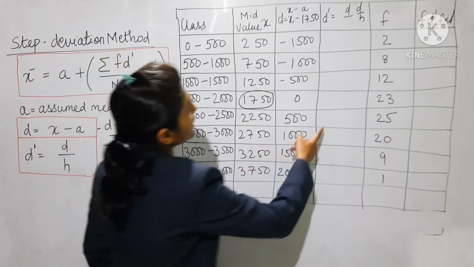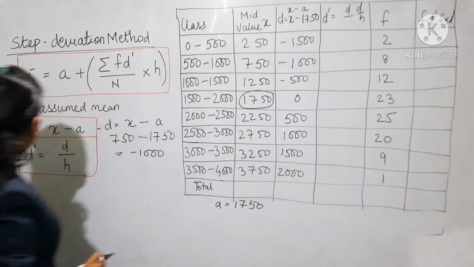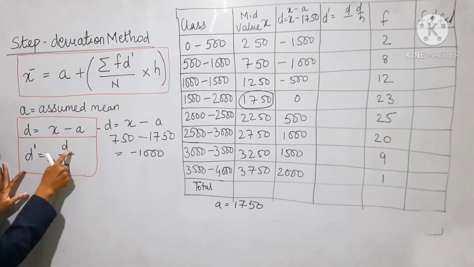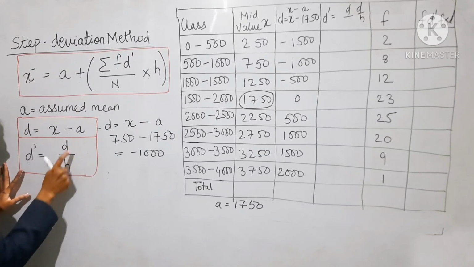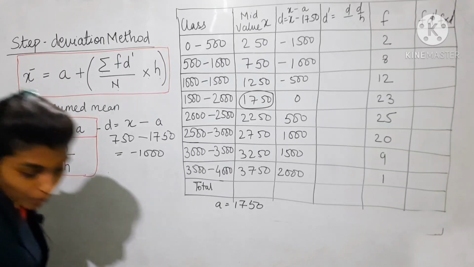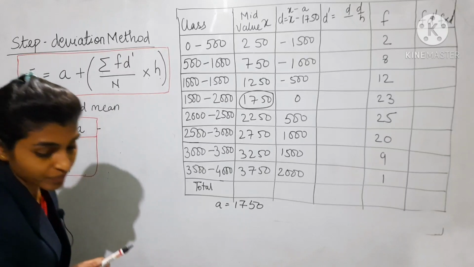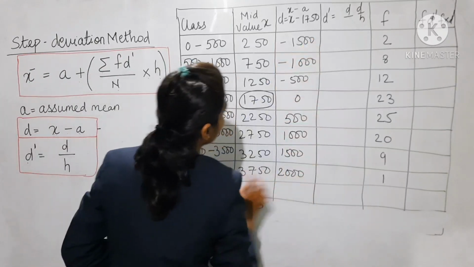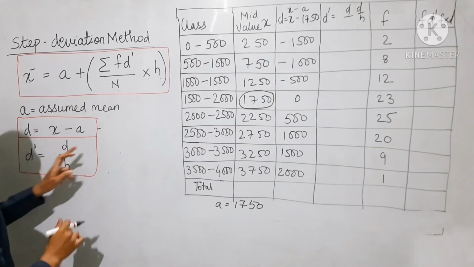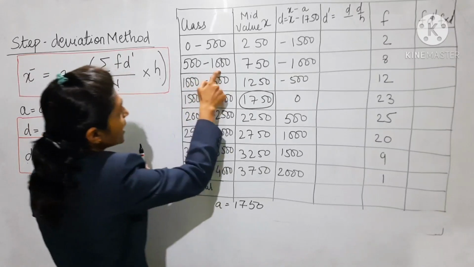Next column, what do I have to find? D dash. Now D dash is equal to deviation, that means D upon H. Already we have got D, this is the D column. So H means what? The width, the distance or the length of the classes.